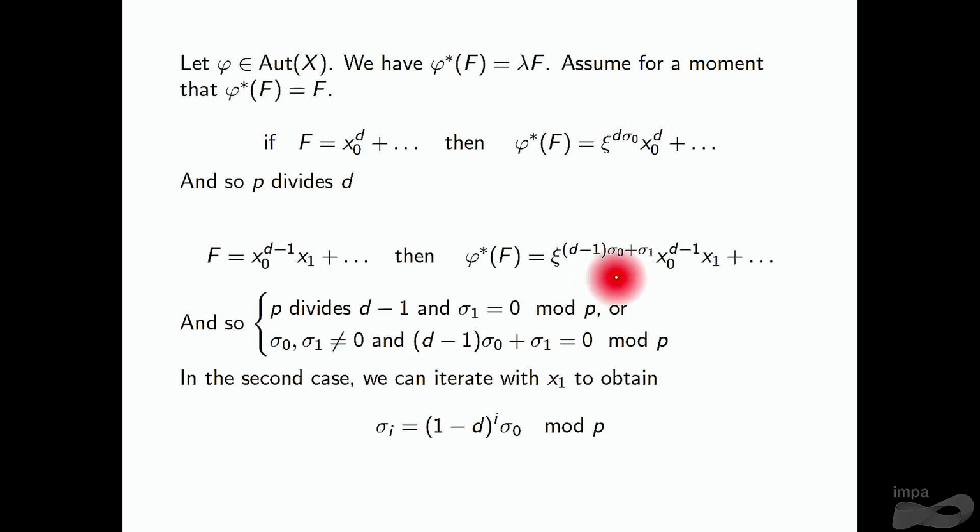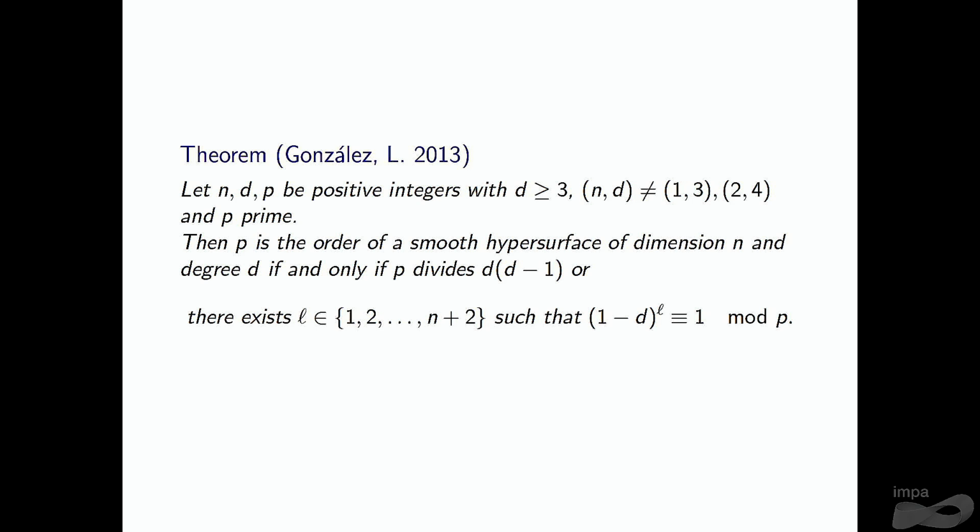You take d minus 1 times the coefficient in the 0 variable plus 1 times the coefficient in the 1 variable. So this is what it is. This has to be 1 again. And there are two options. Either p divides d minus 1 and x1 is 0 for that to be 1, or no one gets to be 0. And then you have an equation, mod p, involving x0 and x1. Right? And then you can extract x1 as a function of x0 mod p. And if this happens all the time, you can iterate the process. So you have either p divides d minus 1, or this. And you can turn this into a theorem, which is the one I have here.